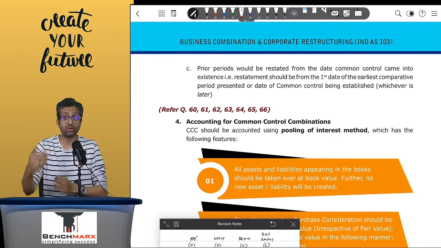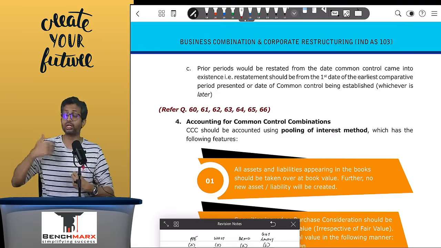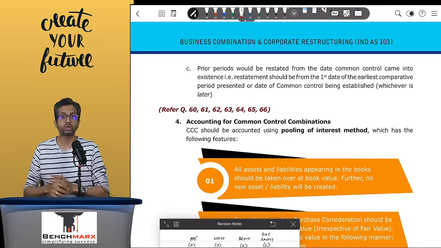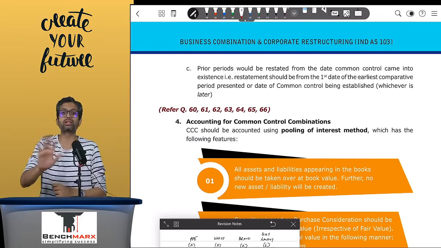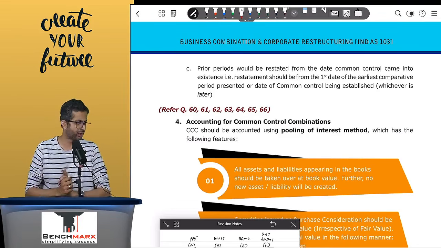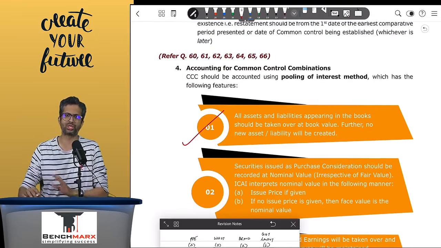Further, there will be no new asset or no new liability being created over here. Like you had in-process R&D, or brands, etc. You will not create any new asset, no new liability. Whatever is there will be joined. Okay, so that is the first point: assets and liabilities at book values and no new assets or liabilities created.